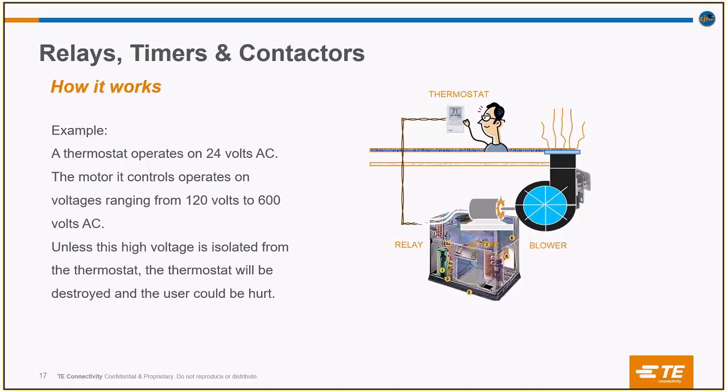Now unless this high voltage is isolated from the thermostat, the thermostat will be destroyed and the user could be hurt. If the high voltage is not isolated from the thermostat, because the thermostat operates on 24 volts, whereas the high voltage motor operates on 120 volts, it could destroy the thermostat and destroy the equipment as well.